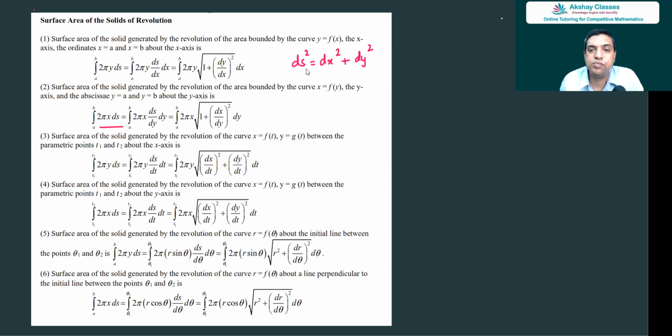So ds by dx will be divided by dx whole square, and dy divided by dy whole square, you will get this. So that's how we can find ds.